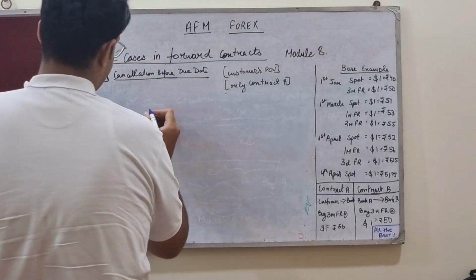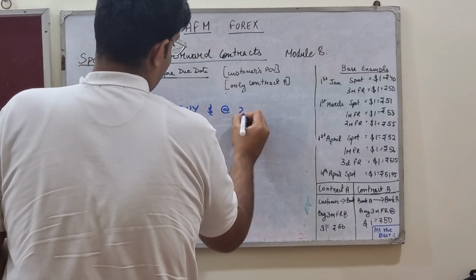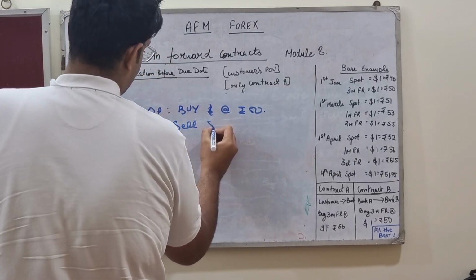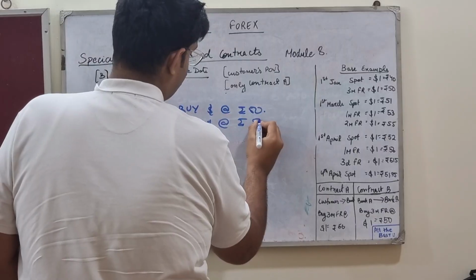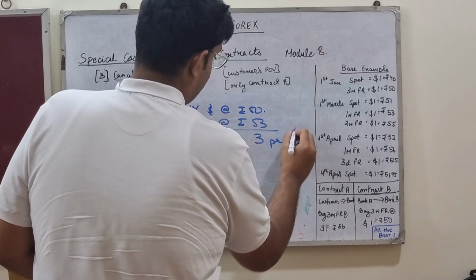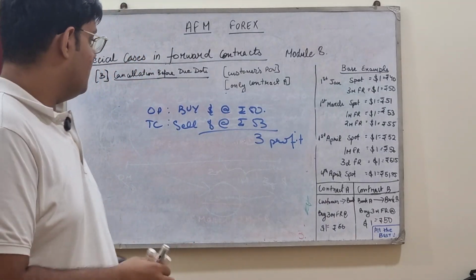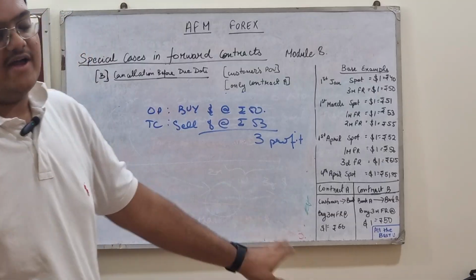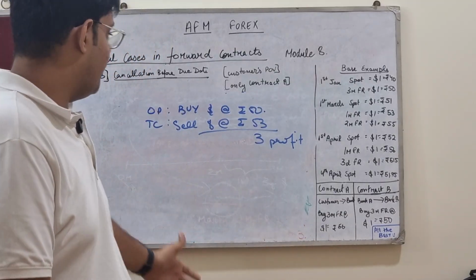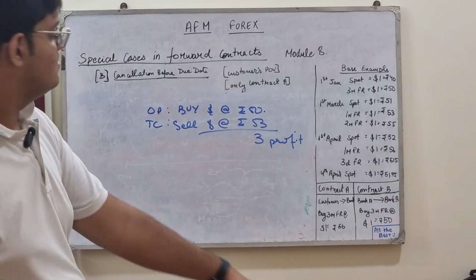Rightful forms, obviously. Original position: buy dollar at rupees 50. To cancel, sell dollar at rupees 53. That would be 3 rupees profit. Now, one more logical question. So this is on 1st March. I've already entered into another forward contract which would sell the dollar that I'm buying on 1st April. Now I know today that after a month I'm going to get 3 rupees of profit.